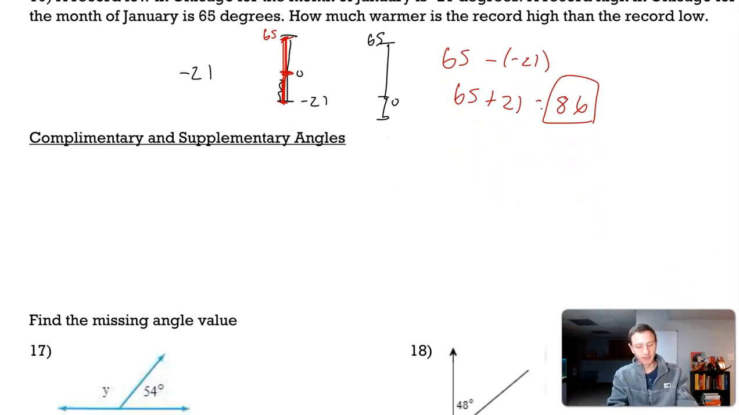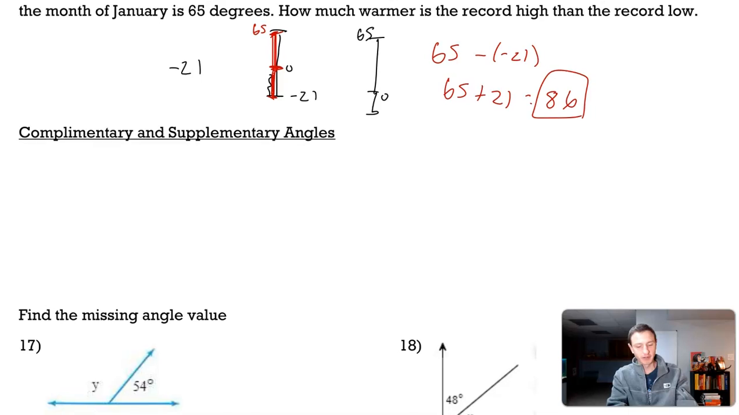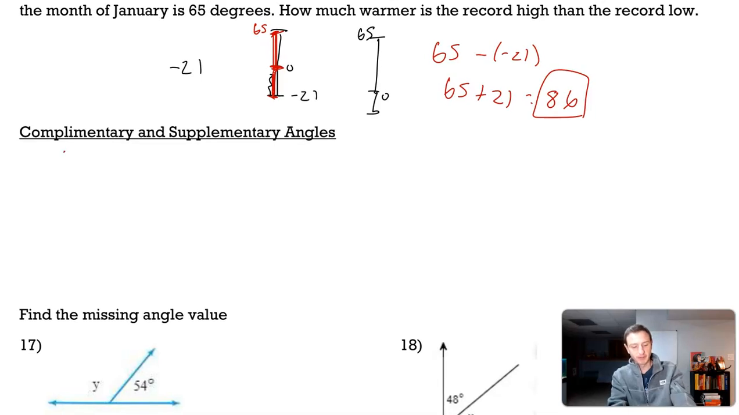Last set of applications here, complementary and supplementary angles. Complementary means that the angles equal 90 degrees. It's a right angle. So a right angle is 90 degrees. That box indicates a right angle. This is 90 degrees. Supplementary angles are 180 degrees.